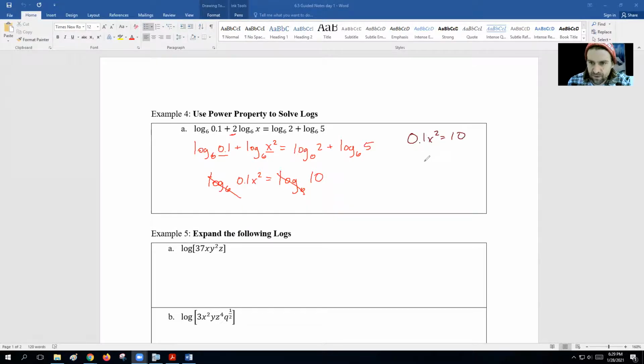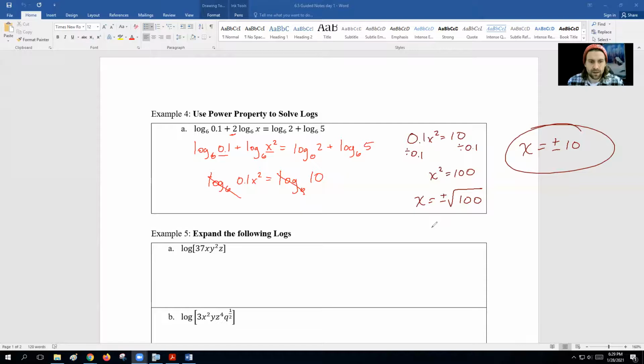All right, if I divide by 0.1, 10 divided by 0.1 is 100. And we just need to take the square root. Remember, anytime we take the square root, it's a plus or minus sign. The square root of 100 is plus or minus 10. There's your answer.